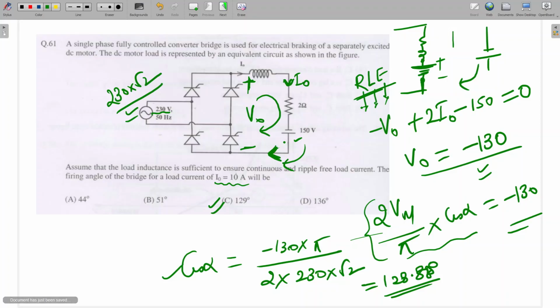So actually, this is already given in the question, asking what the firing angle will be. The current here is going back, meaning this machine is supplying back to the source. Is it clear now? Yes sir, clear sir. Okay, so I'm moving to the next question.